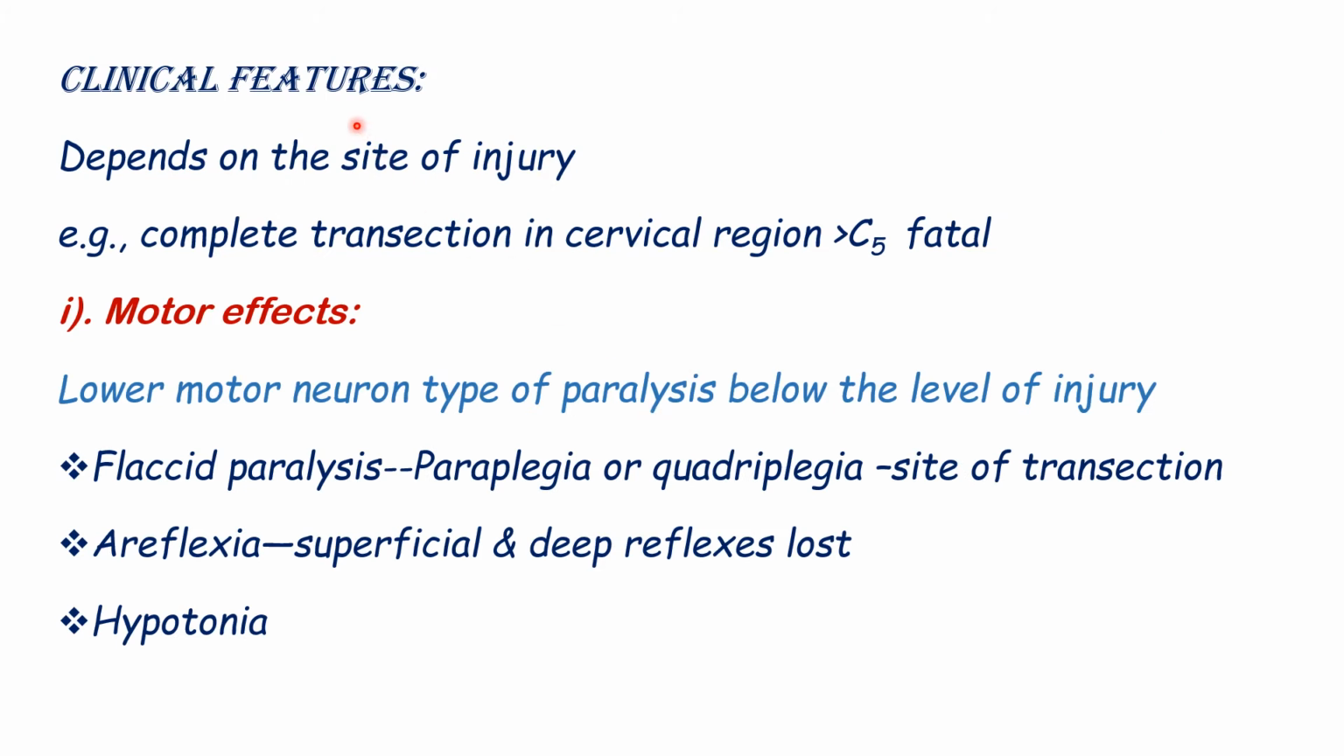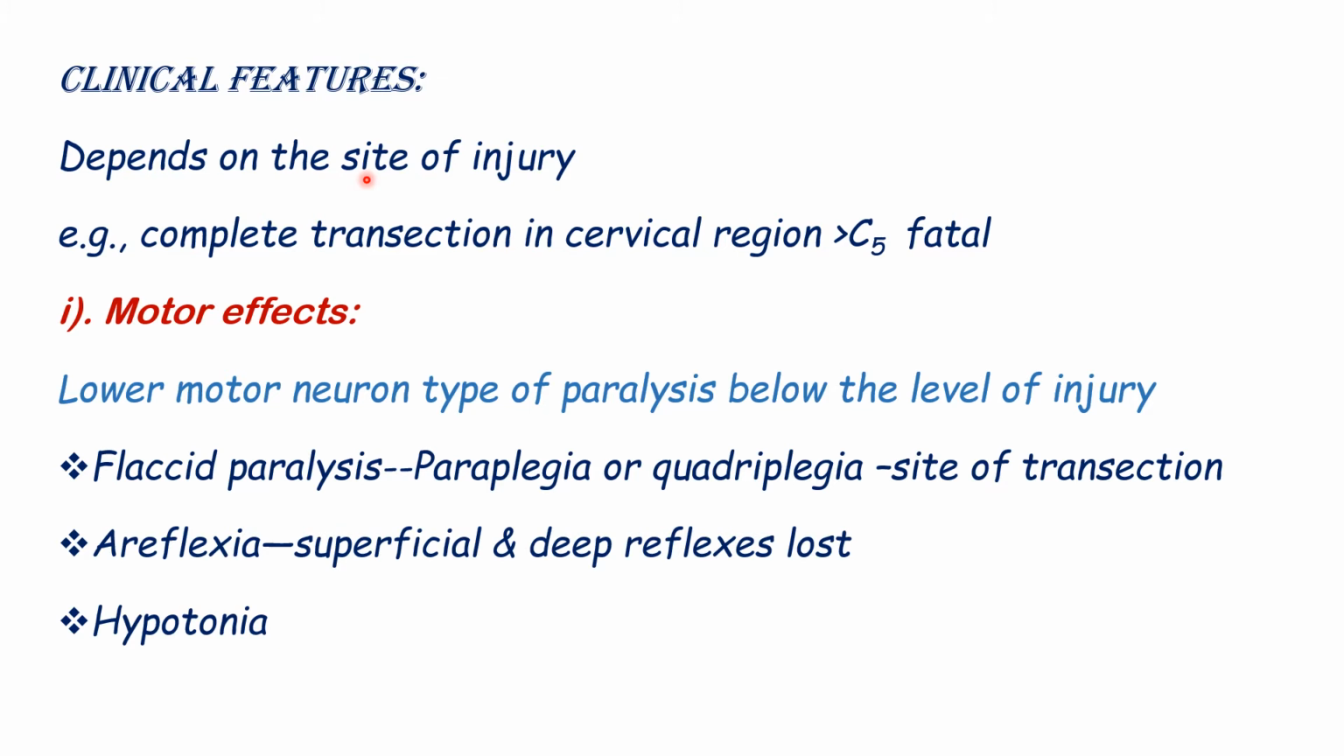What are the clinical features of this spinal shock? It all depends upon the site of injury, at what level the spinal cord is transected. It can be transected just below the medulla, or below C5, 6, 7, or at any thoracic level, or at the lumbar level, or at the sacral level. So it all depends. The higher the transection, the more will be the effects.